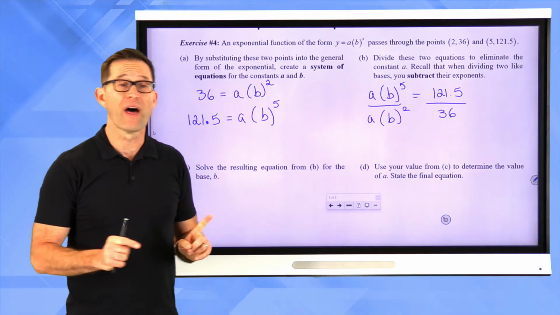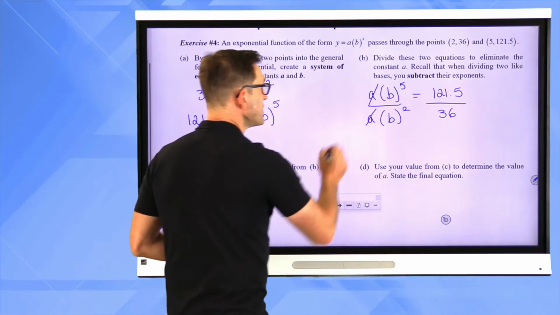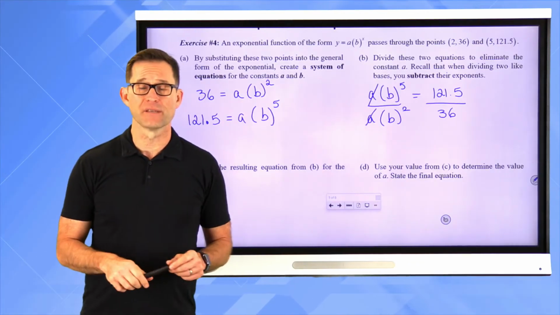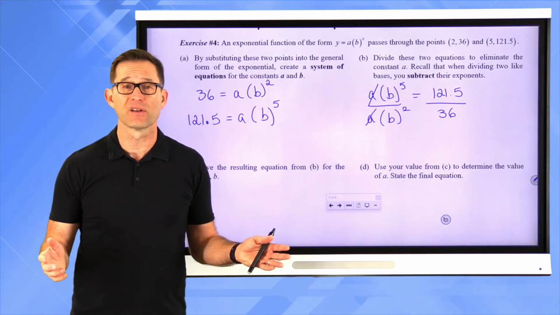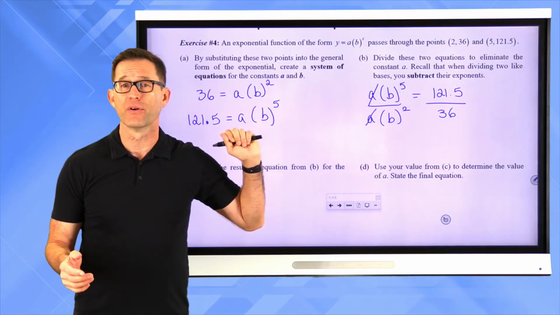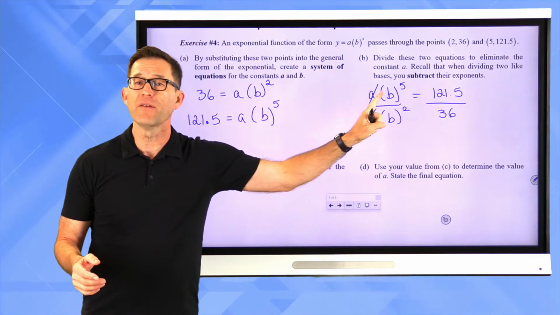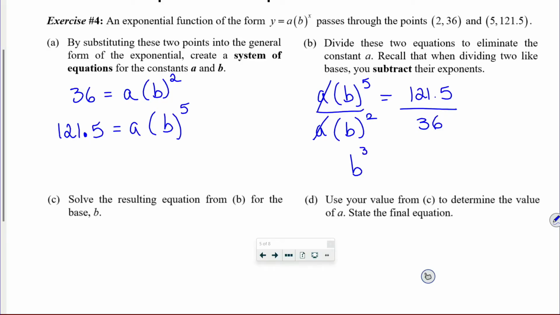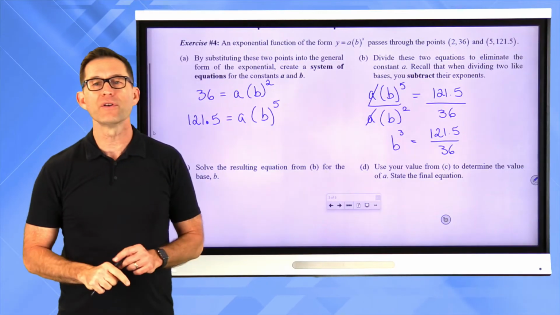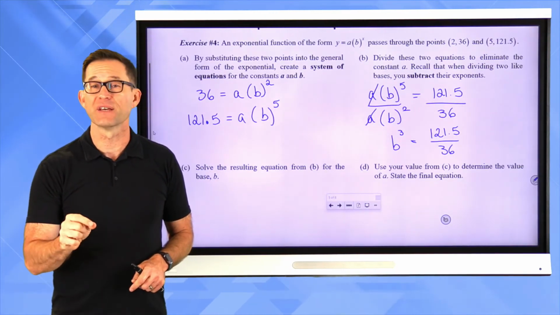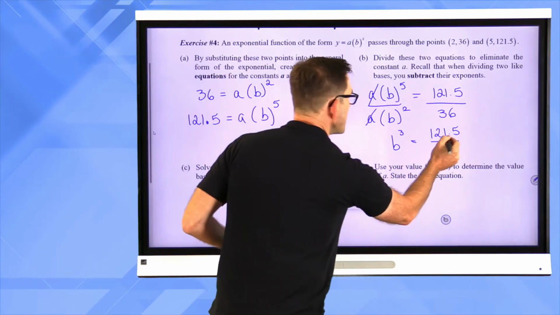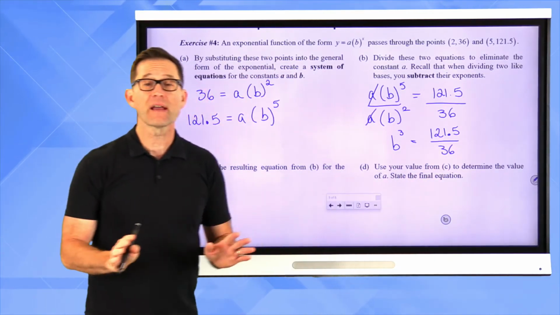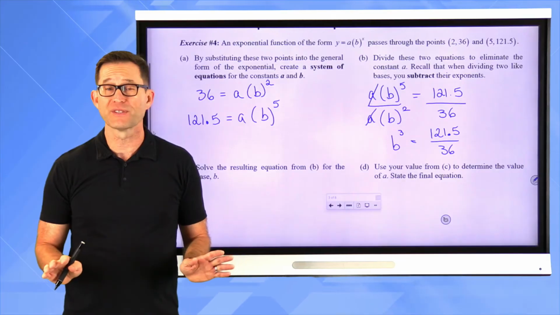Now what's great about that is that the a's cancel each other out, because a divided by a is simply equal to 1. All right, you've definitely canceled out factors that show up in the numerator and denominator before. But now I have b to the 5th divided by b to the 2nd, so that's just b to the 3rd. And I'm going to, for the time being, just leave this like this. I'm not going to even worry about what 121.5 divided by 36 is. I'm just going to leave it like that. Let me make the decimal look a little bit bigger. This technique will always work 100% of the time.